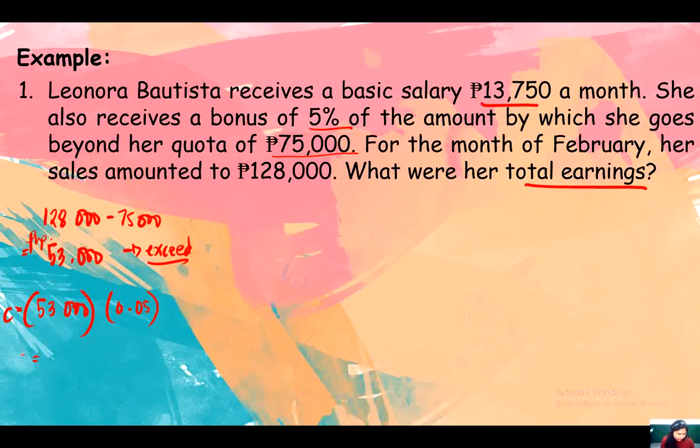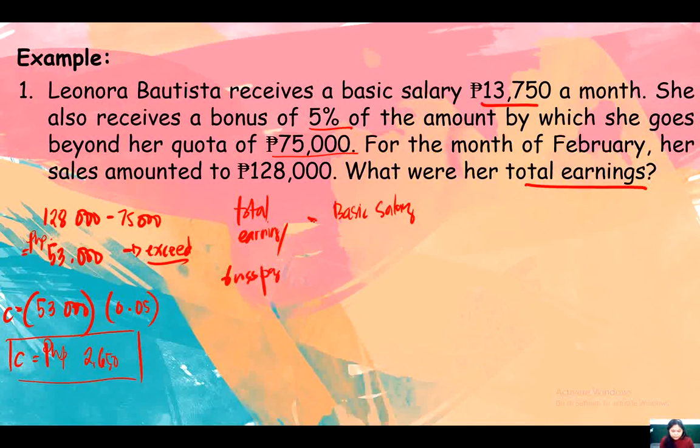Okay, let me rewrite again. So we have 2,650 pesos. So this is her commission. Okay, the question is total earnings or gross pay. So para malaman natin yun, we have to add the basic salary para malaman natin yung total earning niya or also known as gross pay. We are going to add the basic salary and the commission bonus.